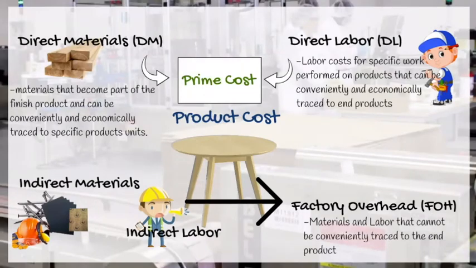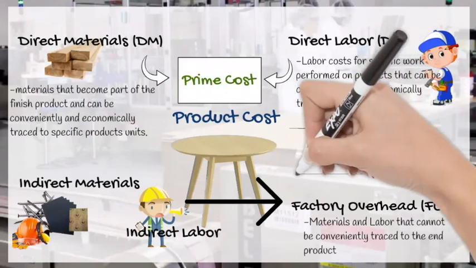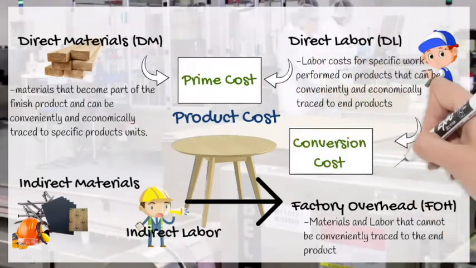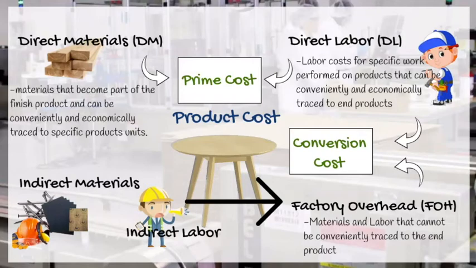And if the direct labor, or DL, and the factory overhead, or FOH, are combined, it is called conversion cost. Okay, if you have any questions about this product cost, feel free to comment below.